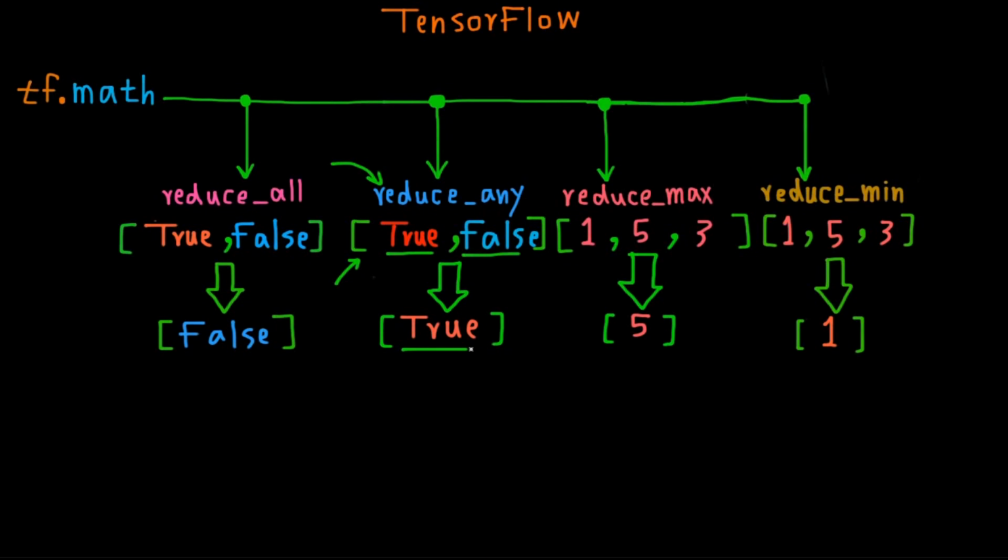And as we know, logical OR returns false if and only if the values of all elements equal false. And as you see here, the value of this element is true, so the result equals true.